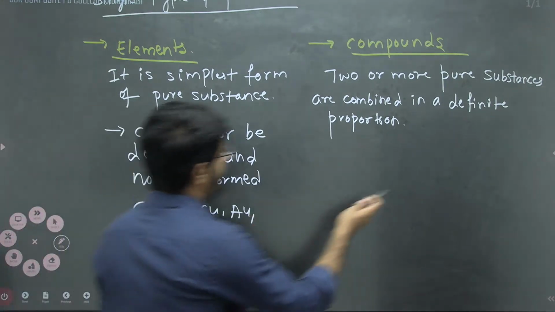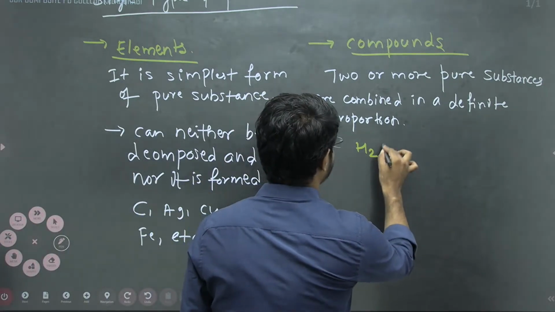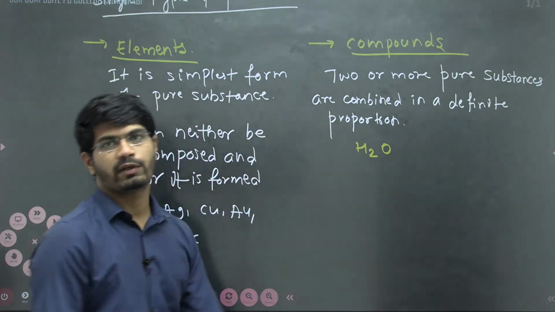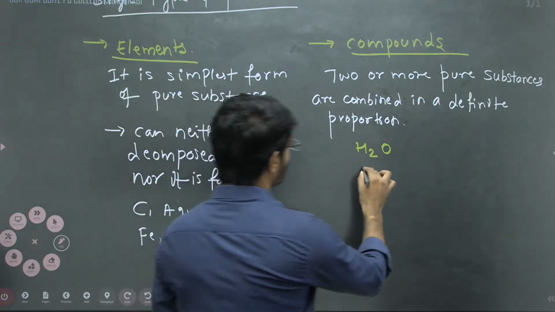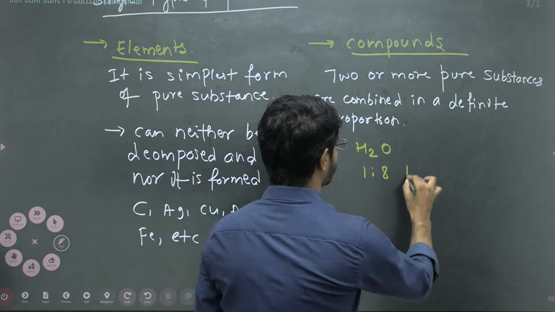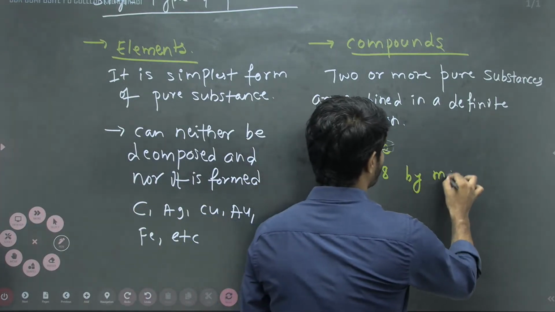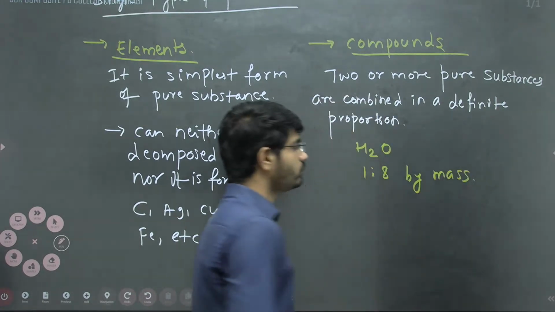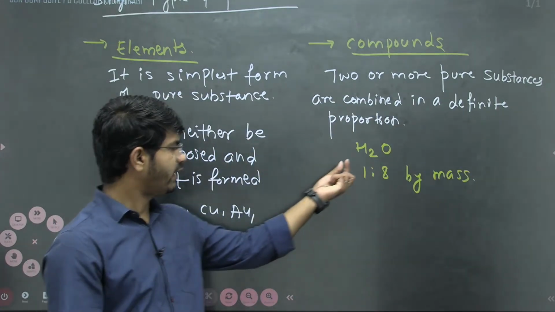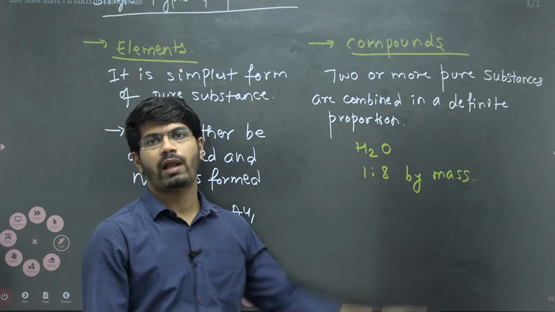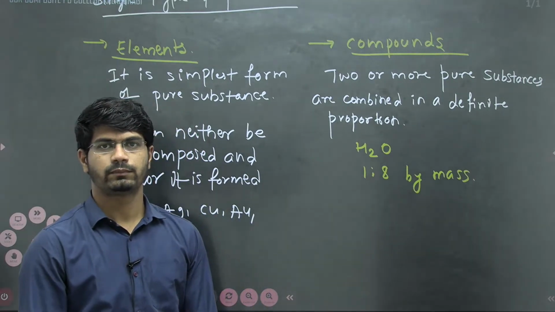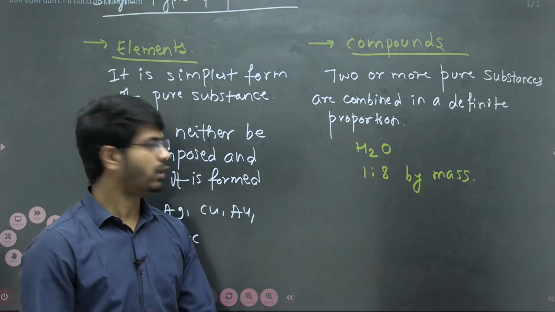So for example, if I take water, the ratio is 1:8 by mass. Or in terms of atoms, I can take 2 atoms of hydrogen and 1 atom of oxygen.